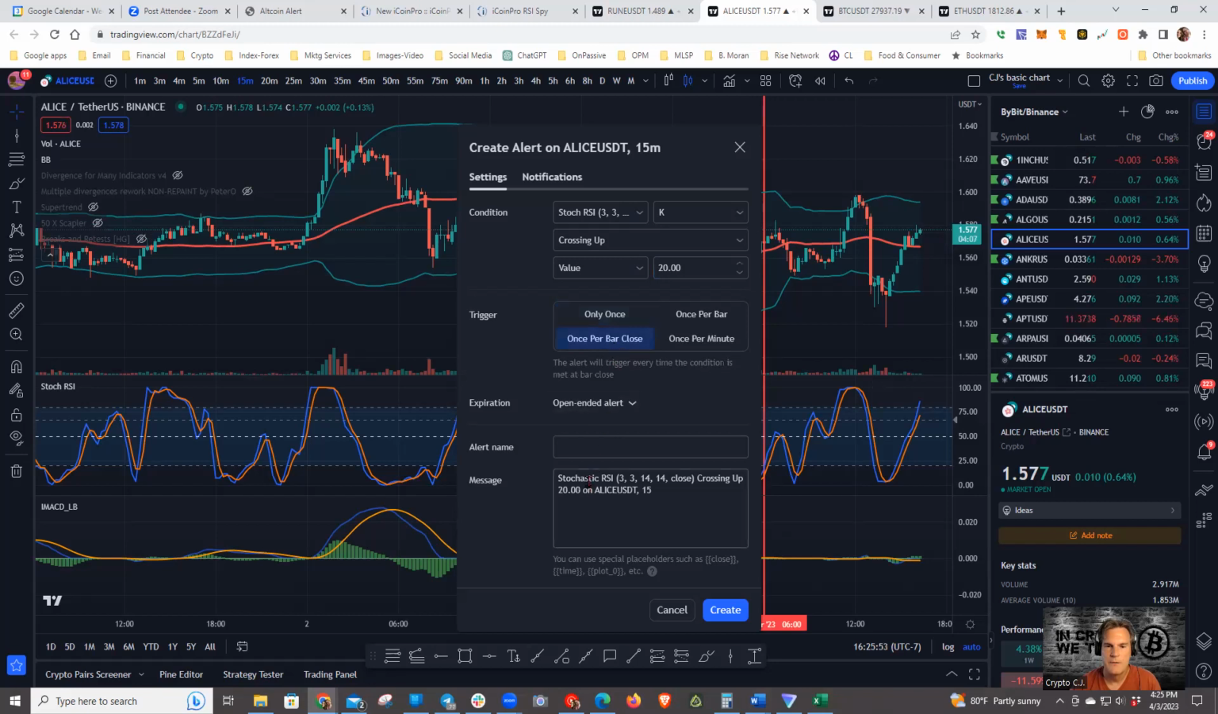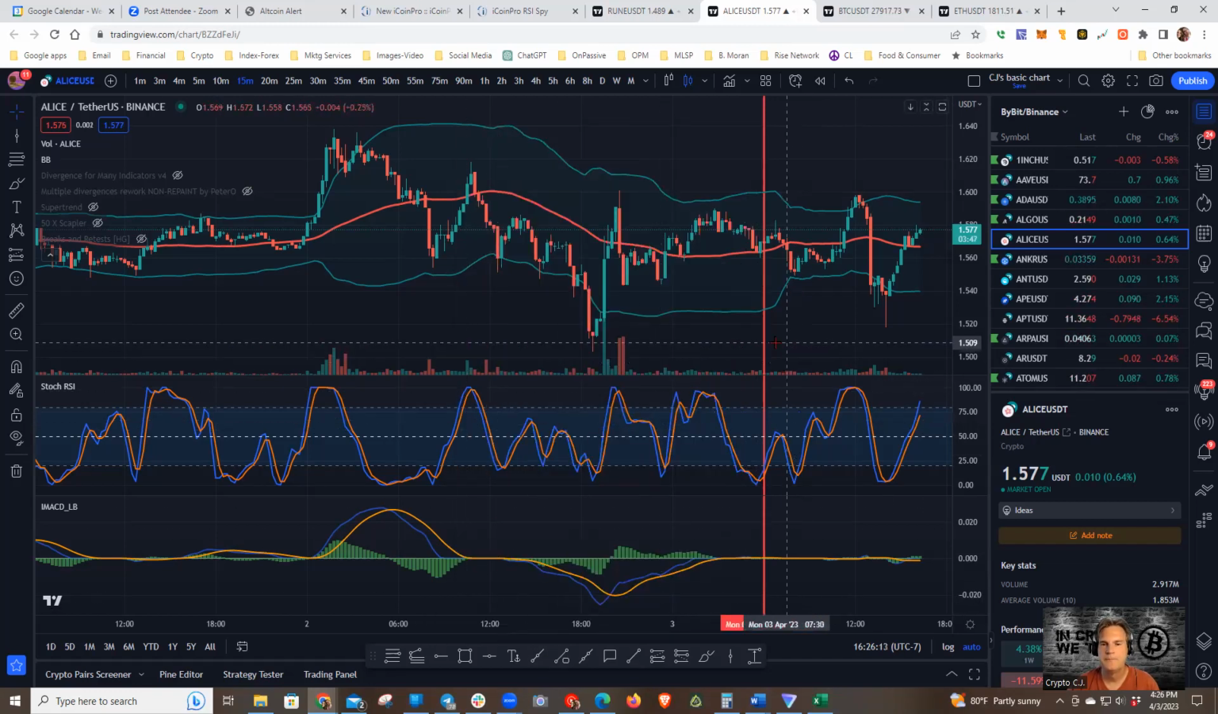Once per bar close. An AA score, or whatever you want to call it. And you're good to go. So that's three different ways you can use indicators to get better entry points than just throwing it at the wall and seeing if it sticks. Any questions on those?